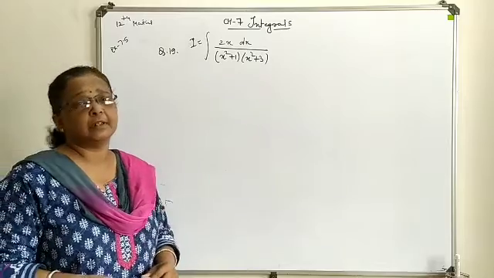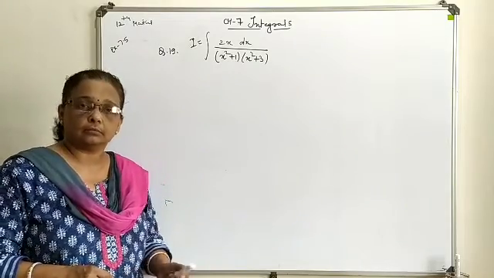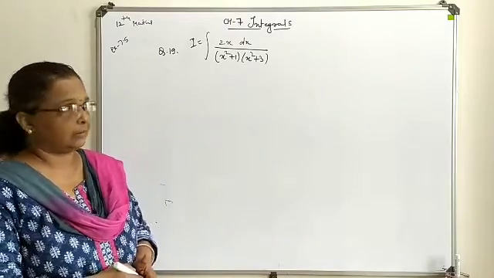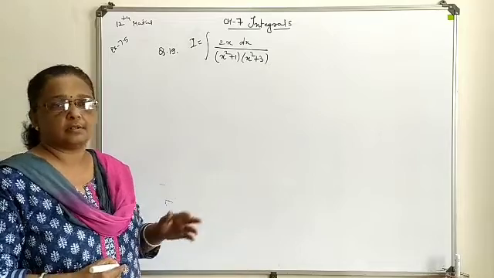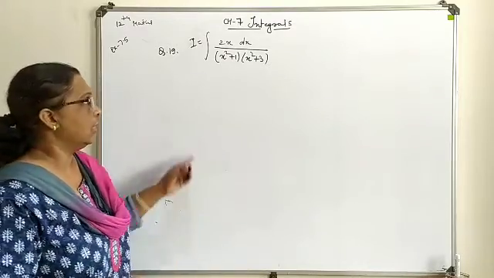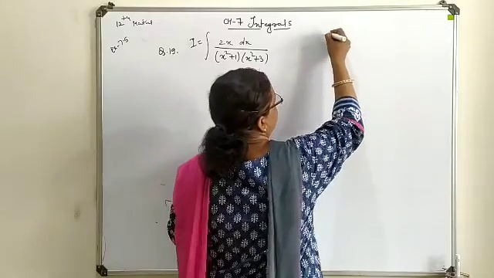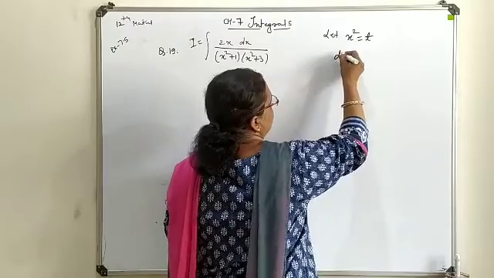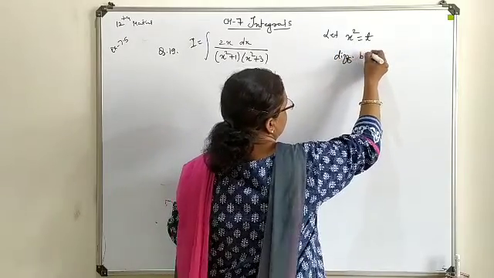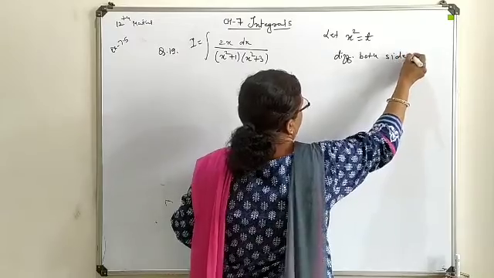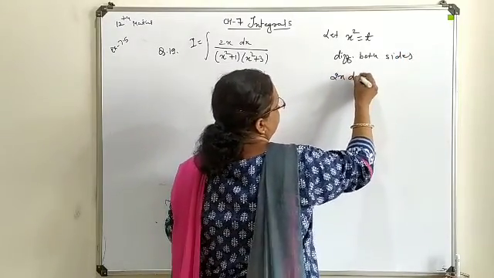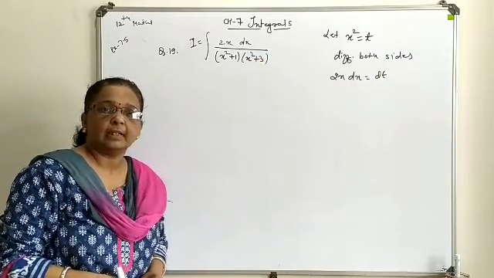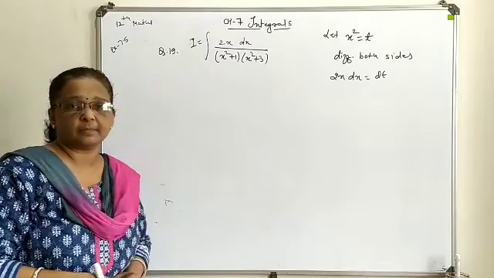As 2x is available in the numerator, the whole combination we will change into a dt form, and then we will proceed with the partial fraction method. That's why this question is different from the other combinations. So first we take x square equal to t and differentiate both sides. So 2x dx will be dt. In your question 2x dx is directly available in the numerator, so it can be replaced by dt.